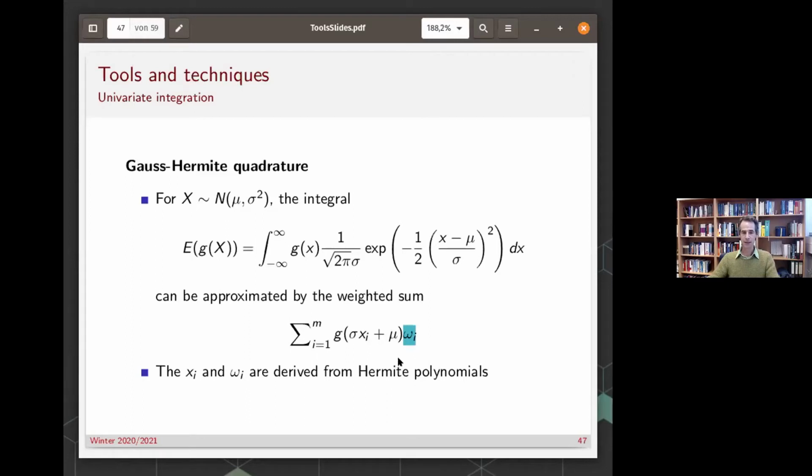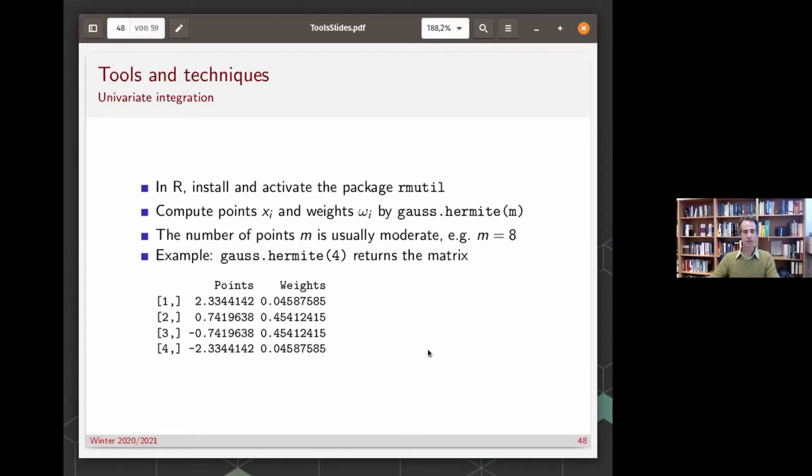Let's look at one example. This is already implemented in R. If we use the package rmutil, there's a command called Gauss-Hermite, which will return a matrix with the points used to evaluate the function after rescaling and shifting, and the weights. Here are just 4 points. This is usually not enough, but if we increase that to 5, 6, 7, 8, 9 or 10, then it's quite a good approximation.